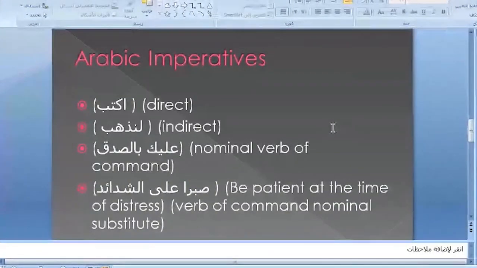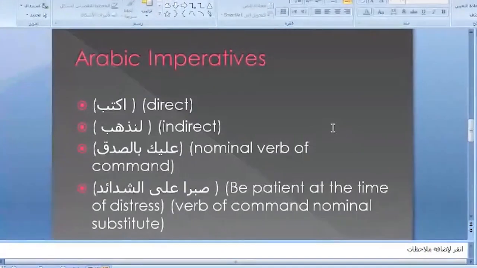Another example is عليك بالصدق. عليك بالصدق، وهذا أيضا يسمى باللغة العربية اسم فعل الأمر. اسم فعل الأمر, يعني nominal verb of command. عليك بالصدق. Through this command, I am giving advice. I am giving an order, but it is not a direct order. I advise you to be truthful.